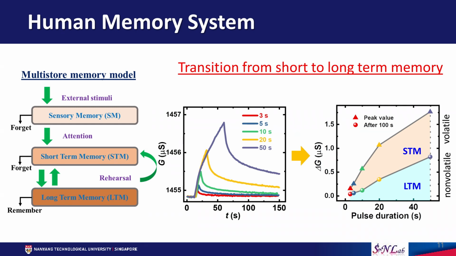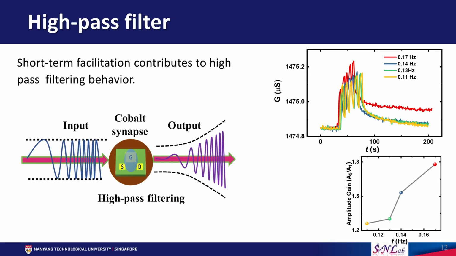In slide 35, we showed that this can act as a high-pass filter. So the short-term facilitation contributes to this high-pass filtering behavior. This was shown by firing a series of gate voltage pulses at different frequencies. We notice that the amplitude gain is increasing as a function of frequency, which shows that it allows high frequency signals to pass easily. So in this way, we could show that the cobalt-based synaptic device can also act as a high-pass filter.